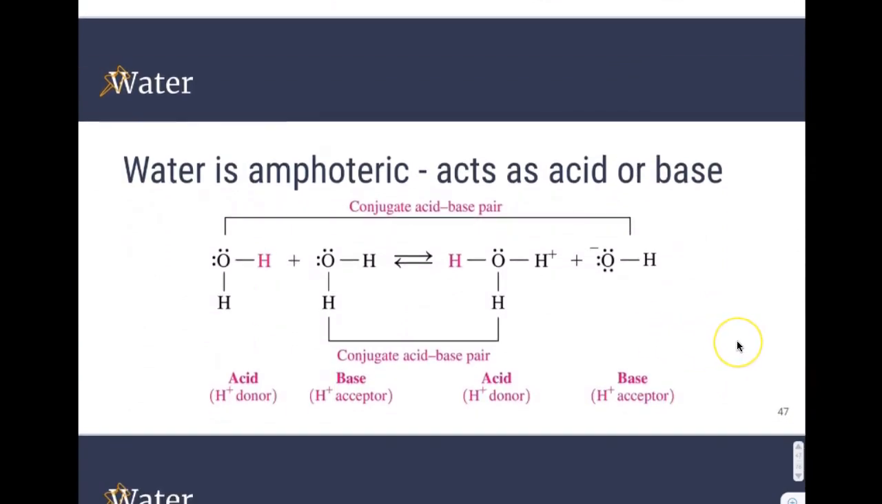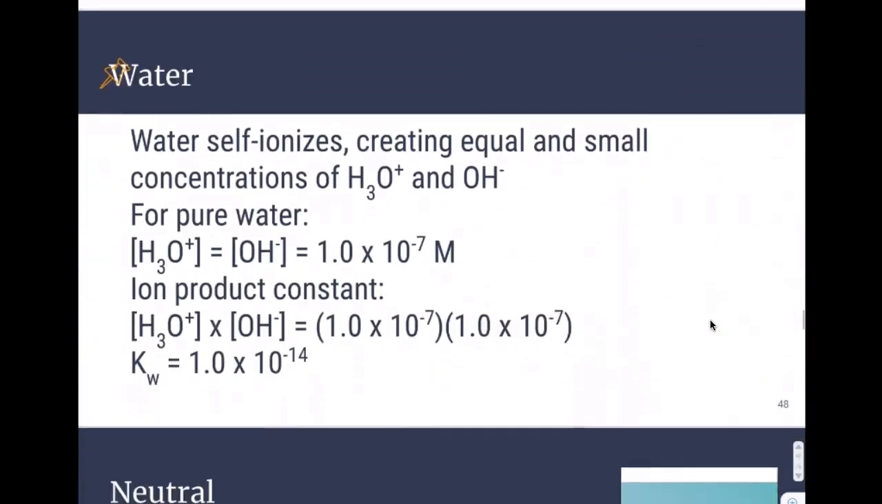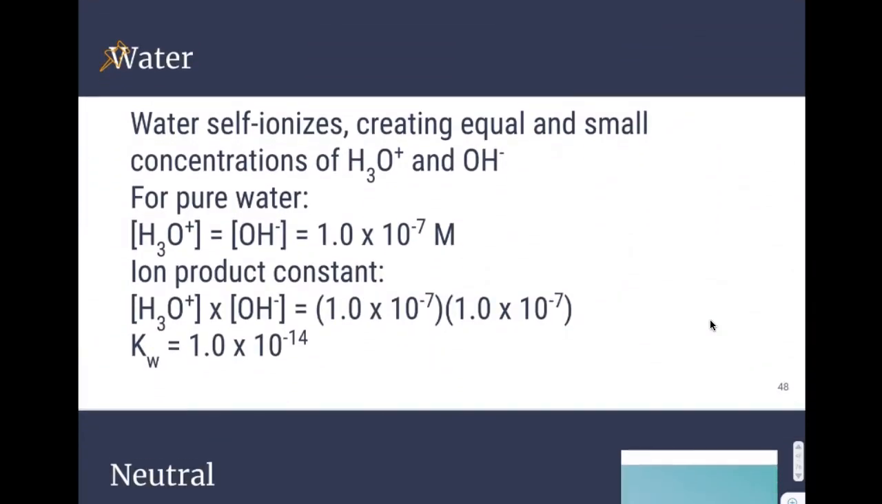This property, acting as an acid or base, makes water amphoteric. So amphoteric is the term used for something that can act both as an acid or a base. And you can label the conjugate acid-base pairs for this as well. So some math that we're going to use for this. For pure water, the concentration of hydroxide and hydronium is the same. And so I want you to know that if you see brackets, this means a concentration.